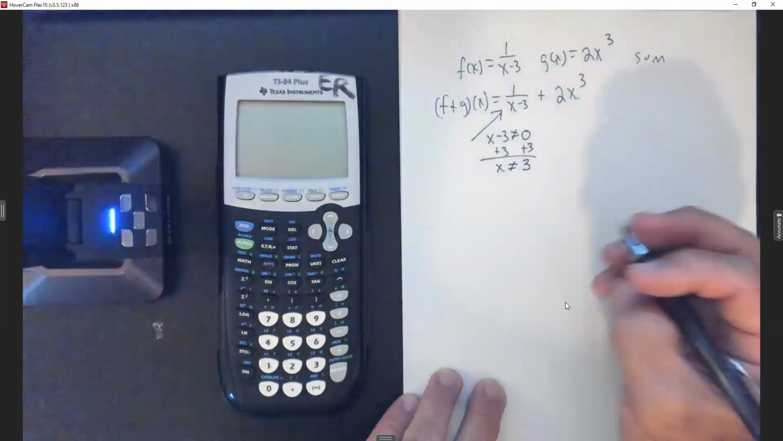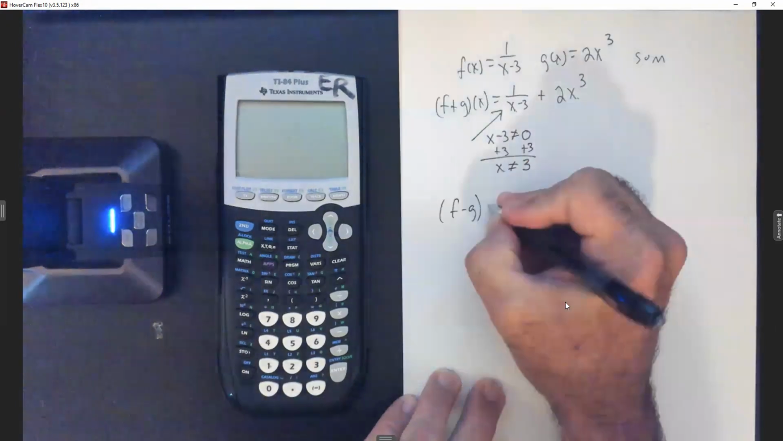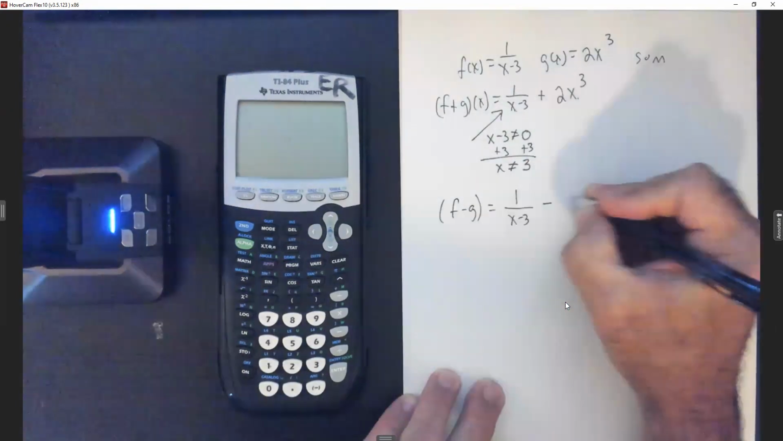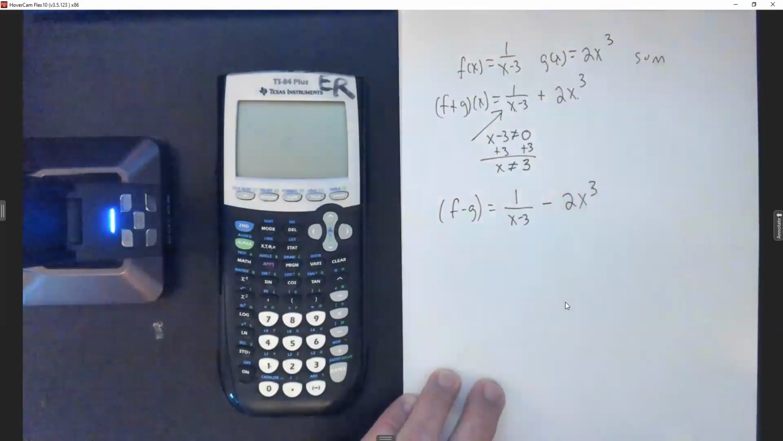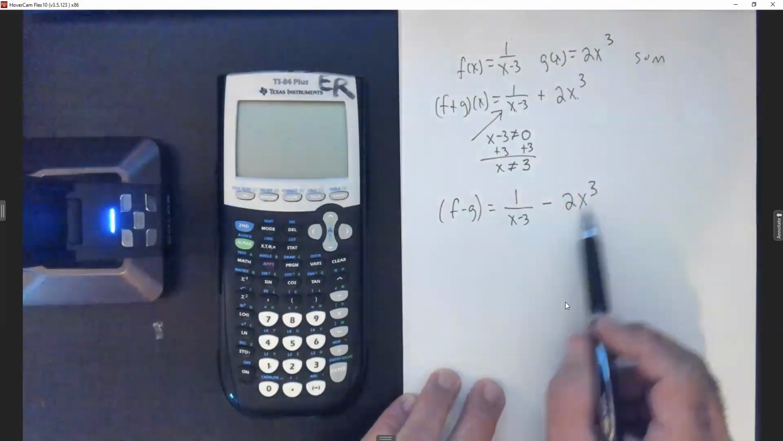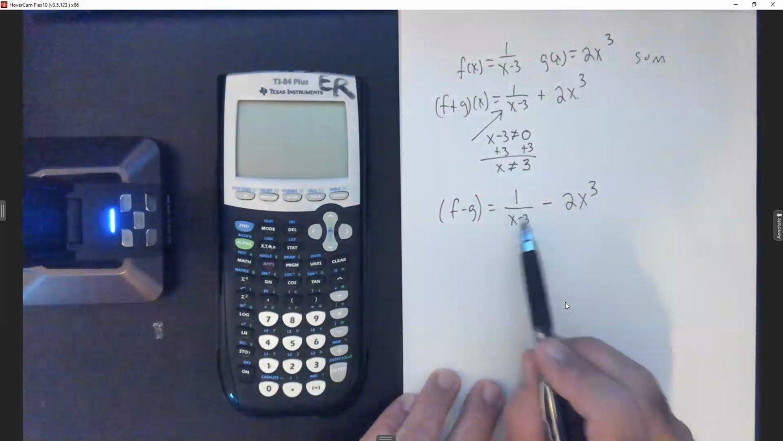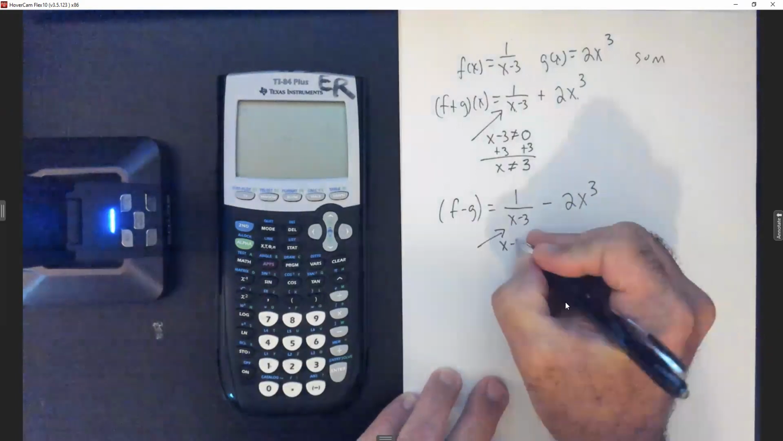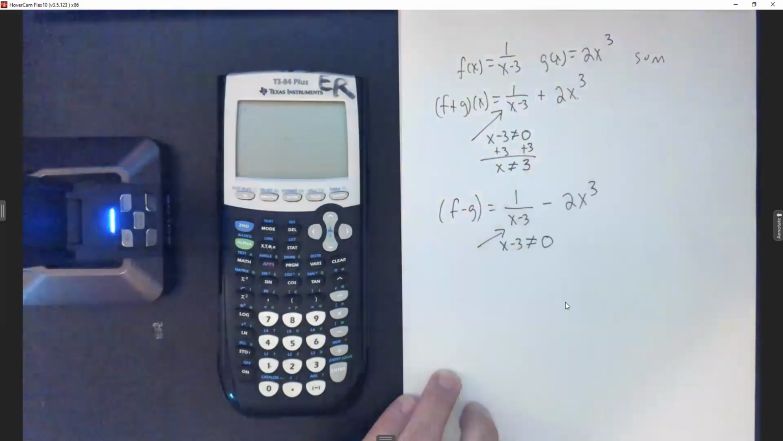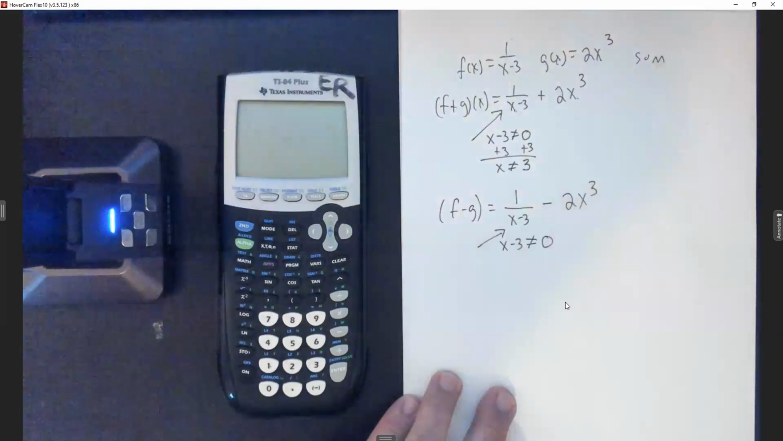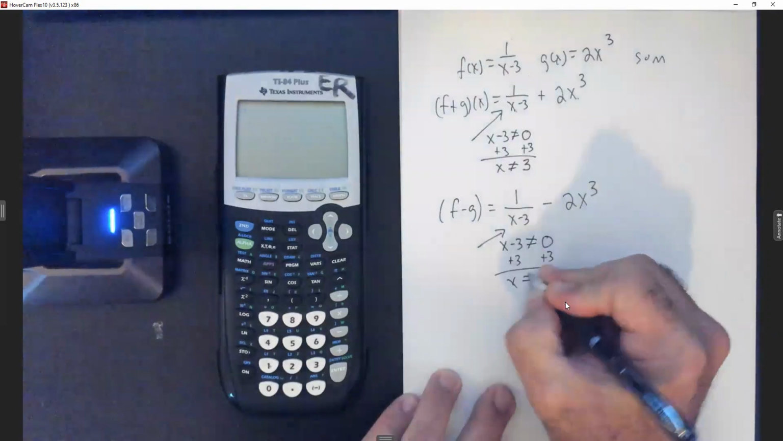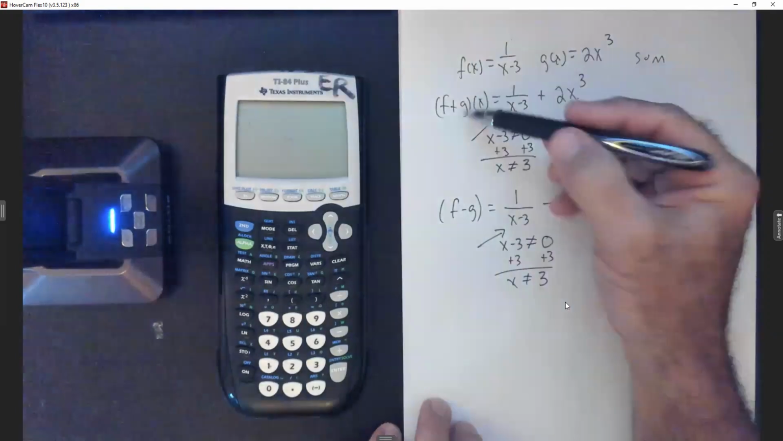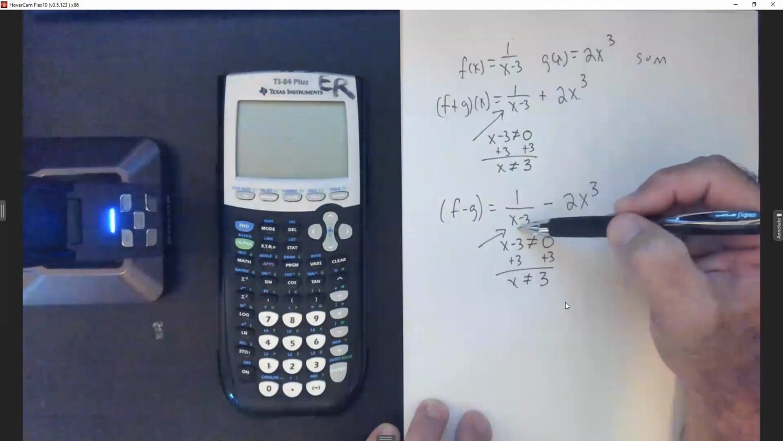If I was going to subtract them, I would do the same thing: 1 over x minus 3 minus 2x to the third. If you're subtracting them, that don't bother me, but this fraction does again. Once again, on the fraction, you got an x minus 3 on the bottom, so we got to say x minus 3 cannot equal 0 again. Solve that one by adding 3. So both of these have the same domain. x cannot equal 3 for both of those because of the fractions.